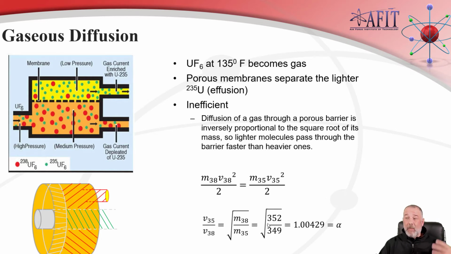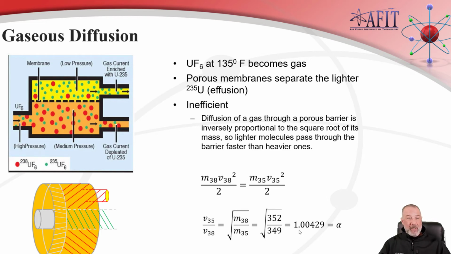So we can say, okay, well, the difference in velocity, that's going to tell us how fast they're going to get through the diffusion barrier, right? Because the ones with the higher velocity are going to tend to migrate through it faster than the slower ones. We can see that that's basically just the difference in mass. And if we do this really basic calculation, we can see that the difference in mass is about 1.0043. And that, in turn, is our separation potential alpha.